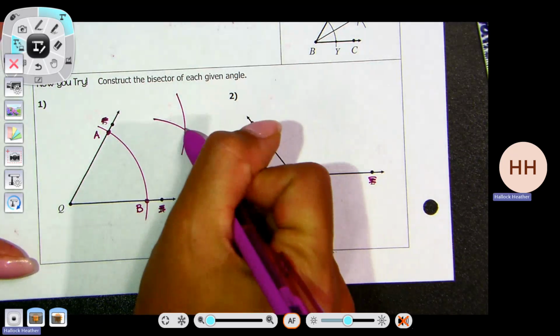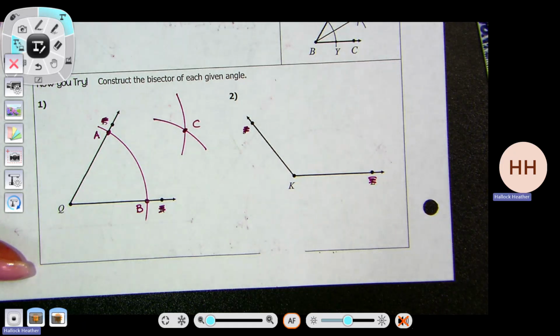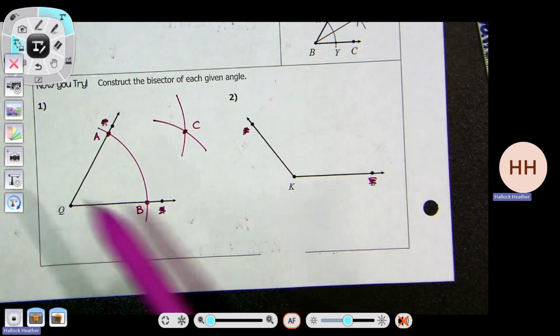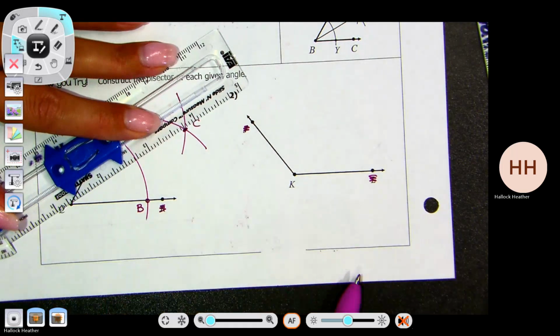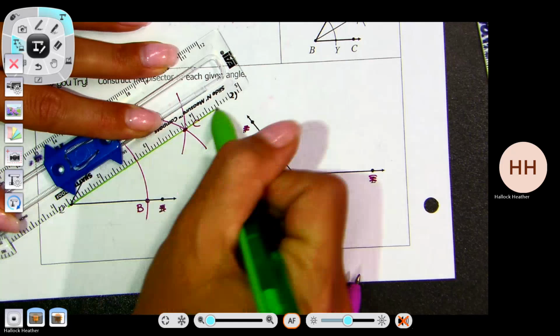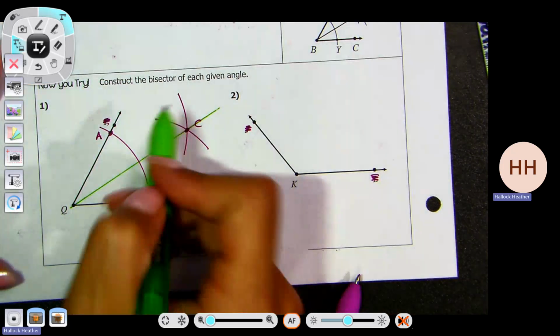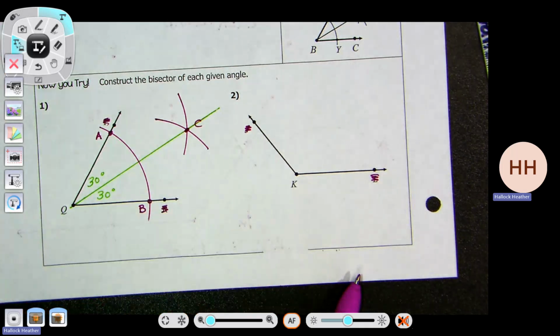Where they crisscross, that's a point. I'll call it C. And then to construct the angle bisector, all you're doing is connecting C to Q, because it should go smack dab down the middle and split his angle in half. So just for picture aspects, if I knew this was 30 degrees, this would also be 30 degrees. The whole thing would be 60. I'm just making it up because they are congruent. They are two congruent angles.